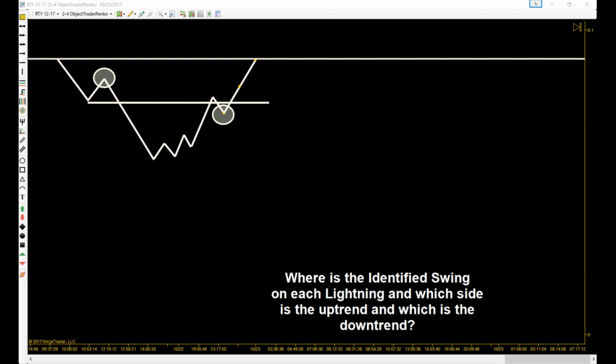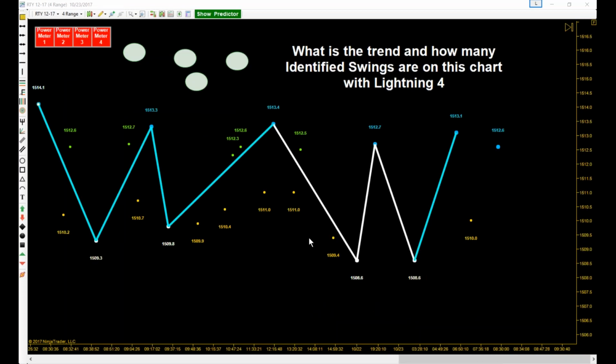Okay, so with this in mind, we're going to go to a little bit more complicated chart, and I'm going to simply ask, on this chart, we're going to do something different. This one I've chosen Lightning 4 to be my swings. And now I want everybody to tell me where the identified swing is on this chart, or swings, and the number of it, because it's clearly got numbers on it.